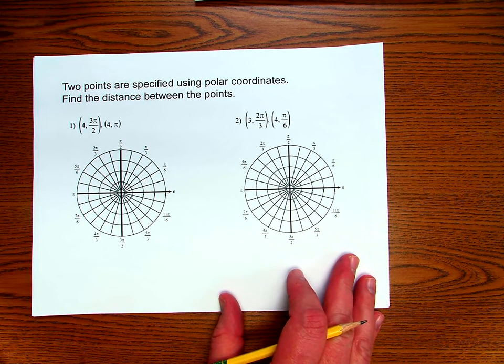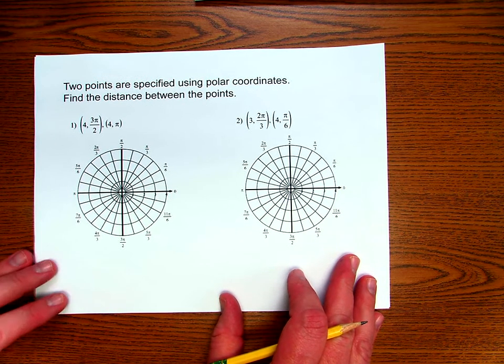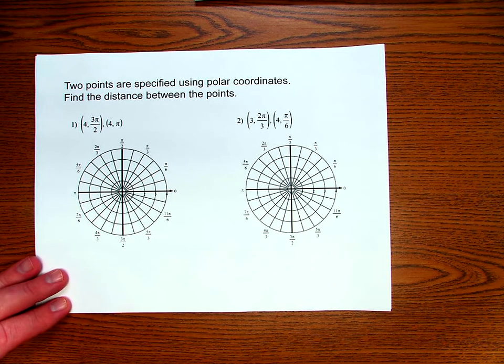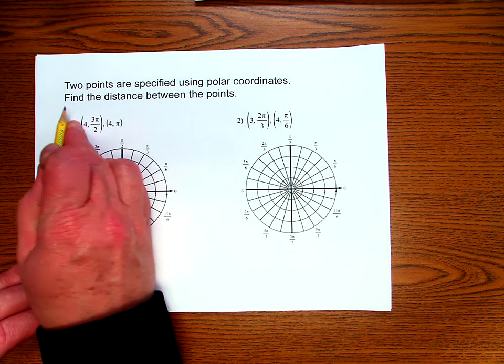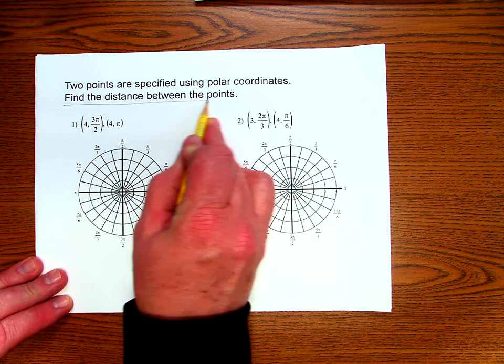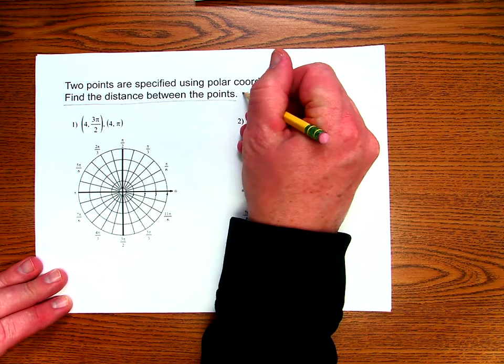All right, next thing we're going to look at. Two points are specified using polar coordinates. Find the distance between the points. In terms of actually finding the distance between the points, this type of question is not in your textbook.